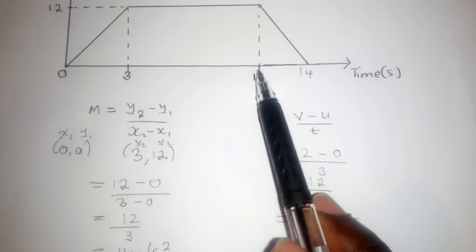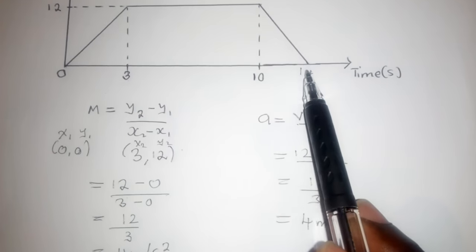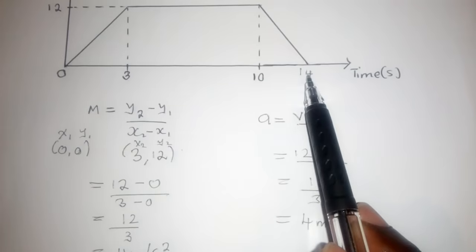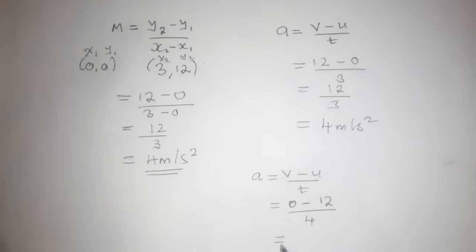This is 14, this is 10. So what is the time between 10 and 14? You can just say 14 minus 10, which is equal to 4. So meaning time will be equal to 4.